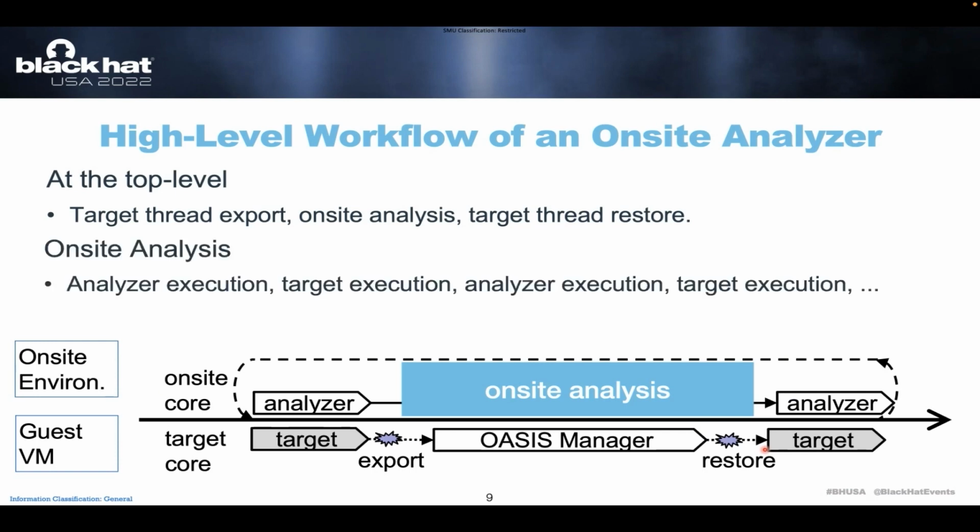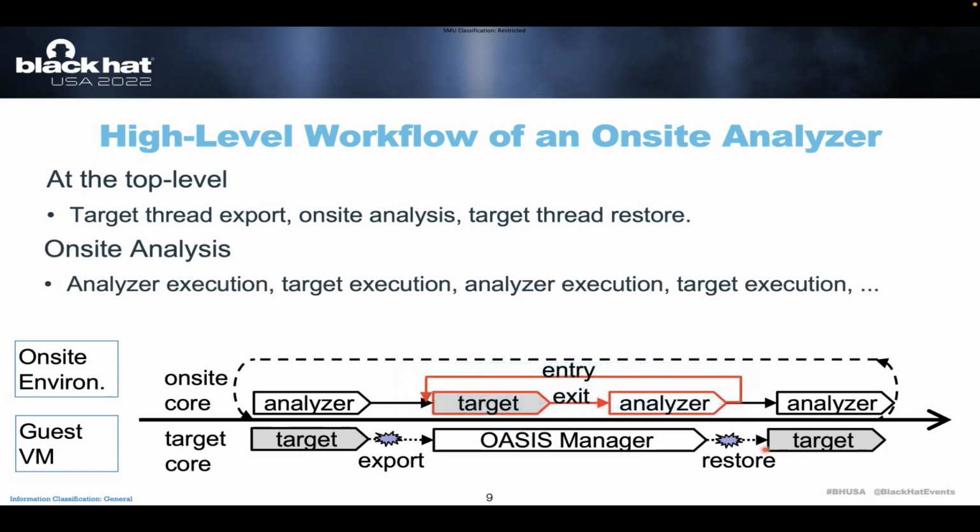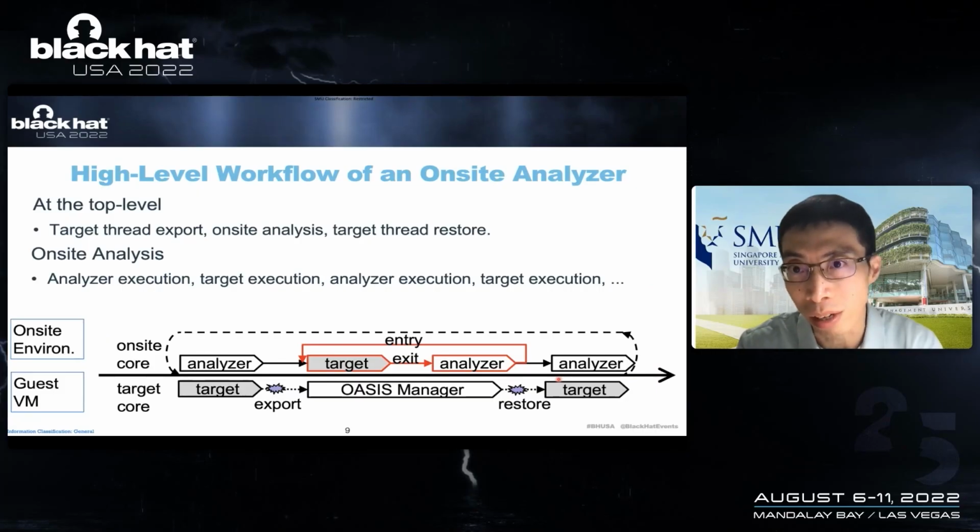Then within this on-site analysis, it's basically composed of this cycle of execution between analyzer and the target. So we use the terms exit and entry. Exit refers to the control flow passing from the target to the analyzer. The entry means from the analyzer to the target. So this is the flow if you run your analyzer on top of OASIS.